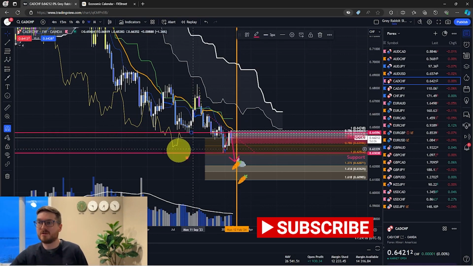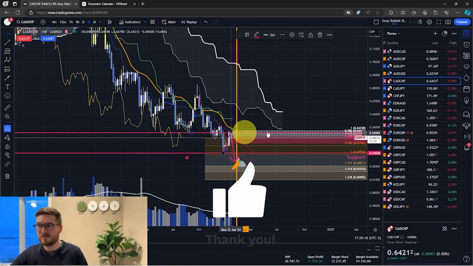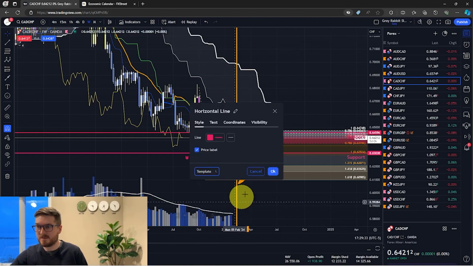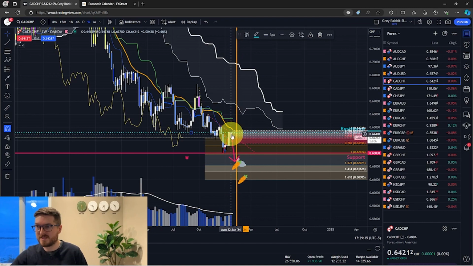Okay guys, so this is what I'm talking about. We've broken this support level here at the 0.64596 level. We've come down on the N wave to retest. Now we've retested that. This support has turned into resistance now, right? So let's change that. So we've been resisted at this level.